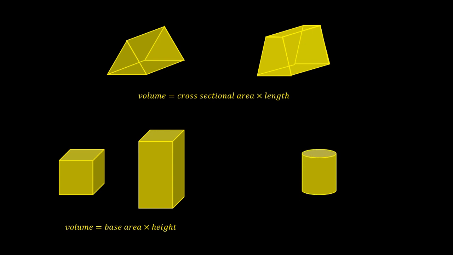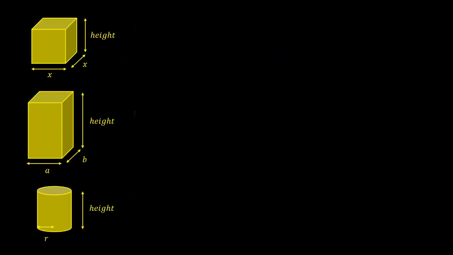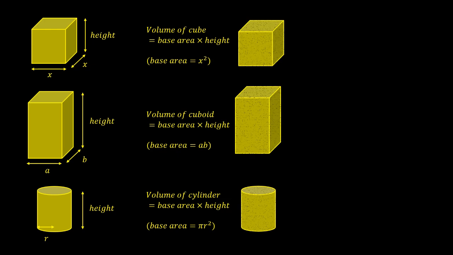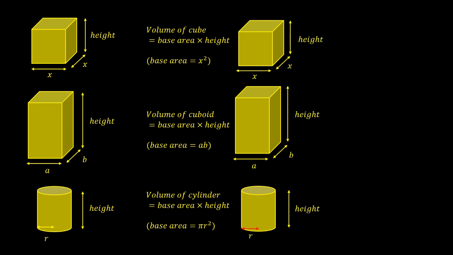Next, let's take a look at this shape. It's a cylinder. Interestingly, the formula for the volume of a cylinder is also base area multiplied by height. However, a cylinder does not meet the definition of a prism. To make things easier to remember, we can unify the volume formulas for these shapes as base area multiplied by height.